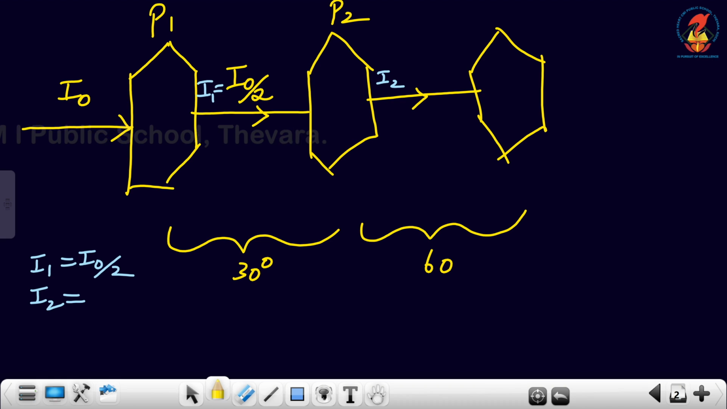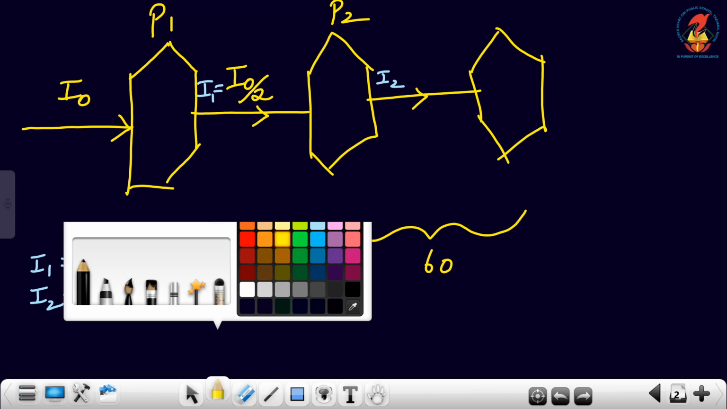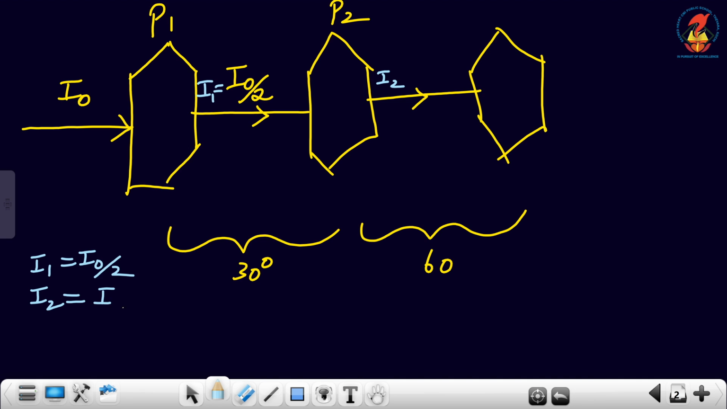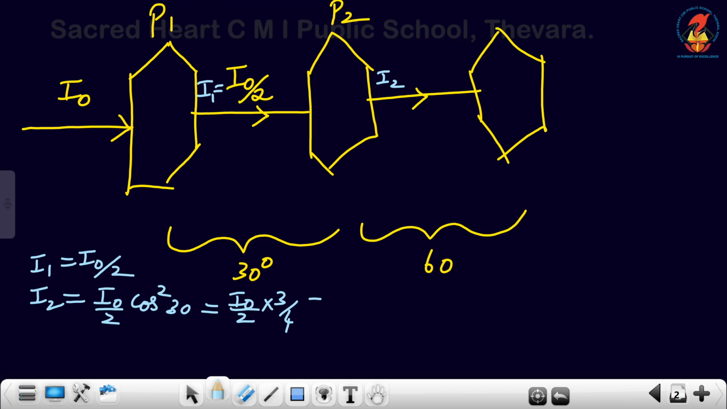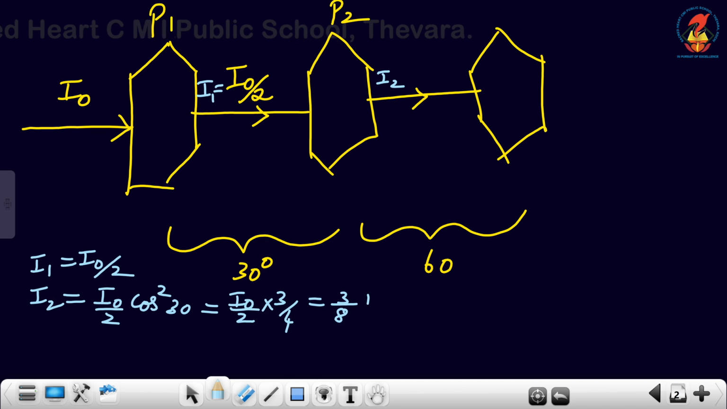So, I2 is equal to, here the intensity is I0 by 2. So, I will write I0 by 2 cos square 30, and cos 30 is what? Root 3 by 2. Cos square 30 is 3 by 4. So, I0 by 2 into 3 by 4. You will get the answer as 3 by 8 I0. So, here the answer will be 3 by 8 I0.